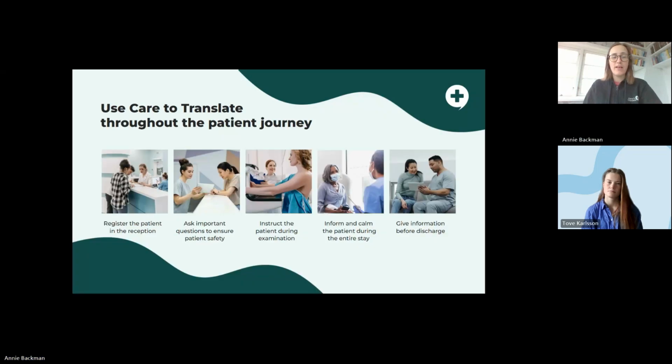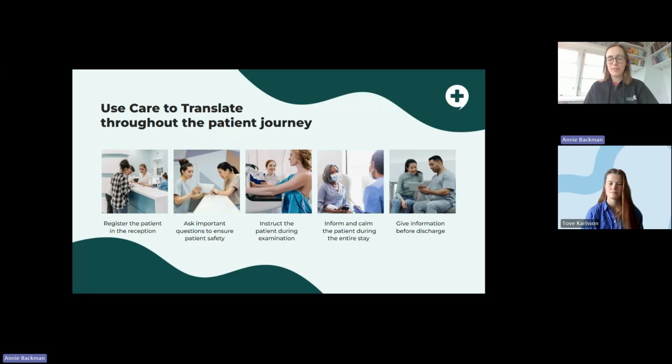It's created to be able to use in all sorts of communication. For example, when receiving the patient in the reception, asking important questions for patient safety, instructing the patients, making sure that you get the best compliance, informing and just calming the patient and telling what's going on. So that is Care to Translate, and please email or contact us in some way if you're interested in that tool.